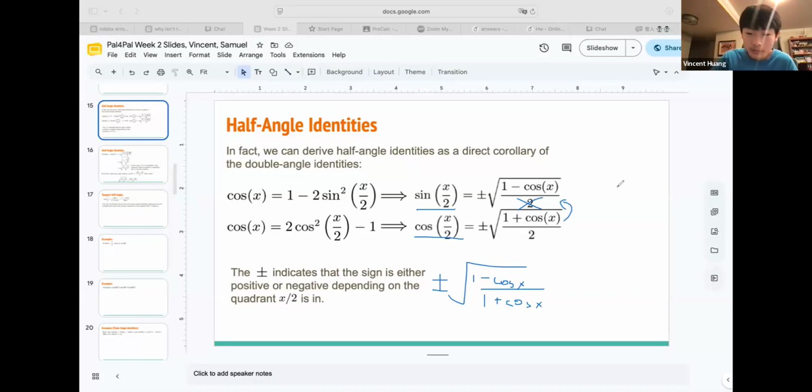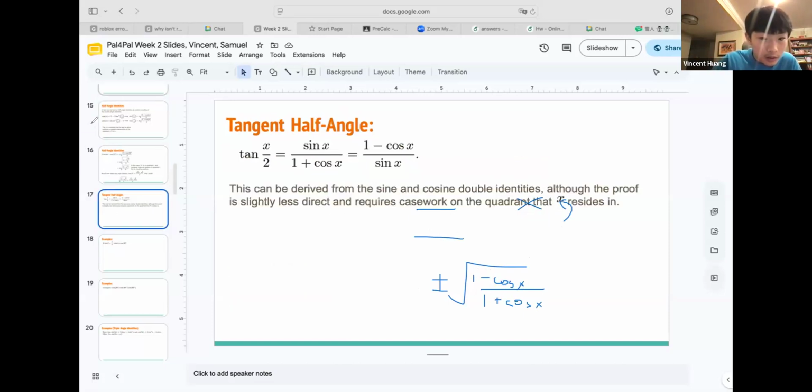Okay, and then if you want to get any of these two, notice we already have 1 minus cos x. So if you multiply 1 minus cos x over 1 minus cos x, this becomes sine x squared, and this becomes 1 minus cosine x squared. So when you take the square root, it becomes 1 minus cos x over sine x.